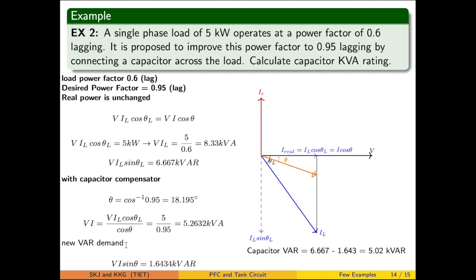Now, what will be the new VAR demand? That will be VI sine of theta. So corresponding to this, this will be the new VAR demand. So the difference of the original value VIL sine of theta L minus the new VAR demand, which is 1.643, will be the rating of the compensator likewise.